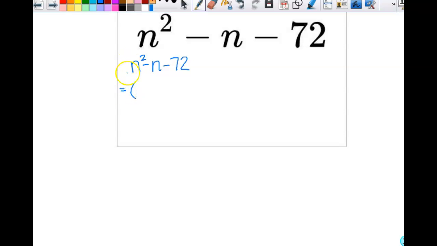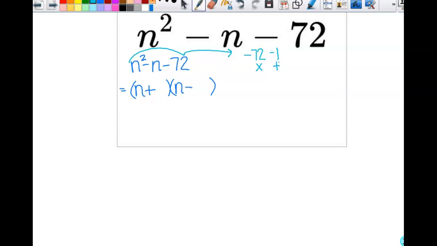So since a is 1, you're going to have two binomials. n is in one, n is in another. This is negative, so what does that tell you about these signs? They're opposite. So one's positive, one's negative. So then I come over and go, all right, 1 times negative 72 is negative 72. I need it to multiply to give me negative 72 and add to give me negative 1.